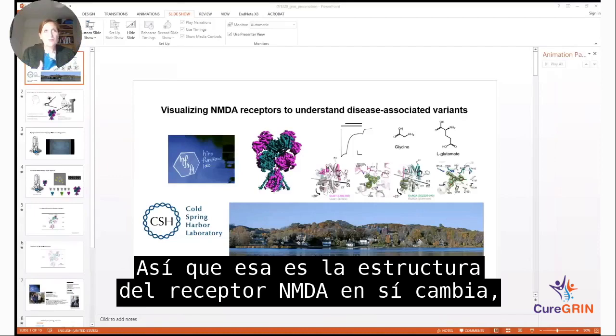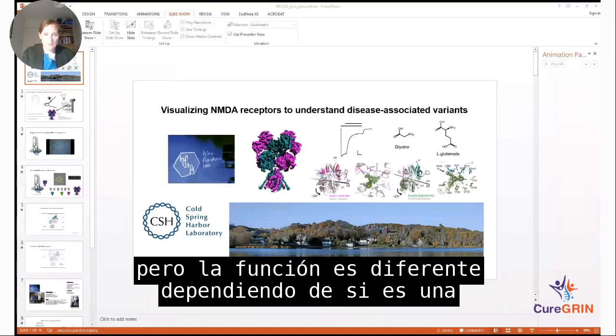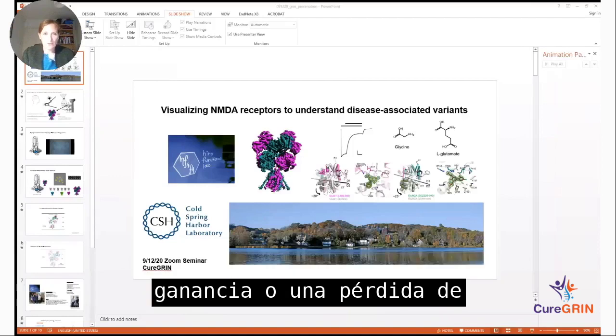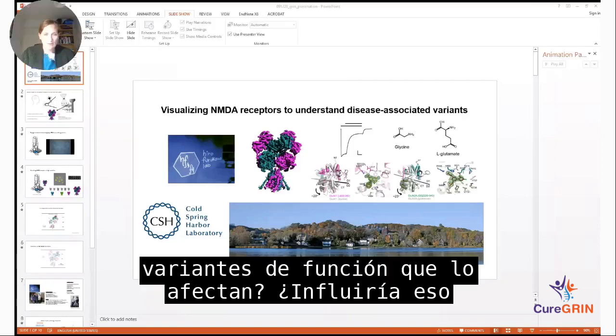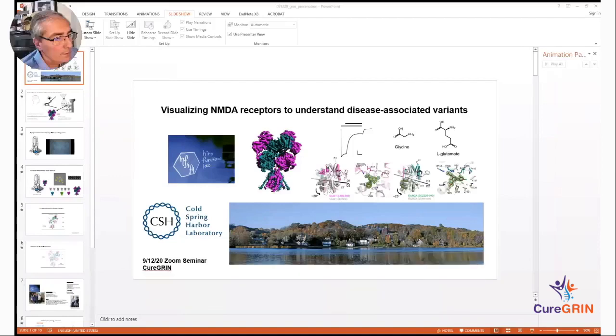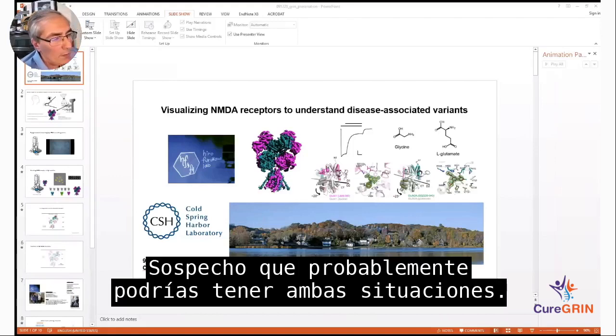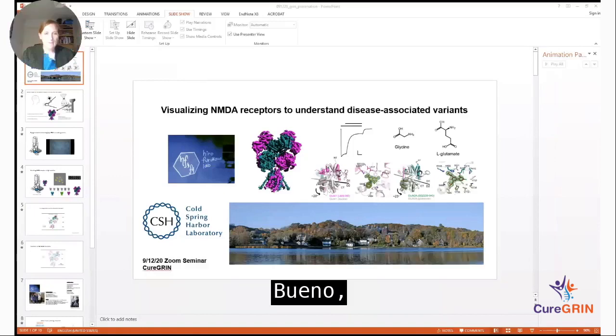But so the structure of the NMDA receptor itself is unchanged, but the function is different depending whether it's a gain or a loss of function variant affecting it. Would that be fair to say? I suspect you could probably have both situations. Okay, thank you.